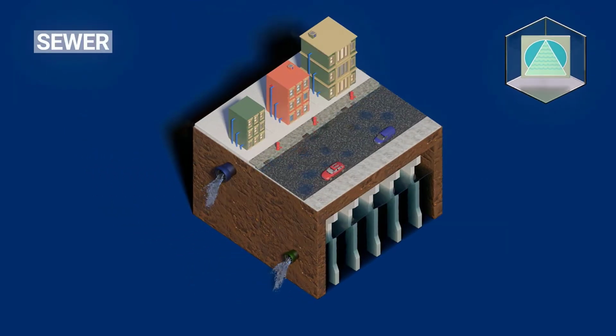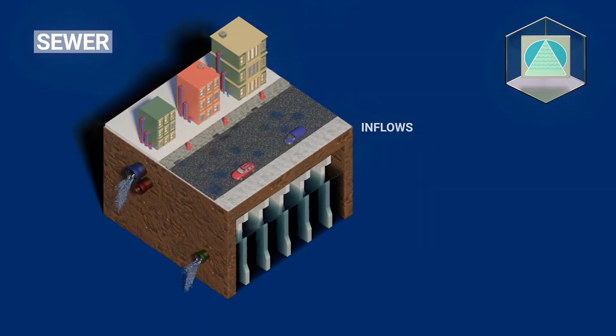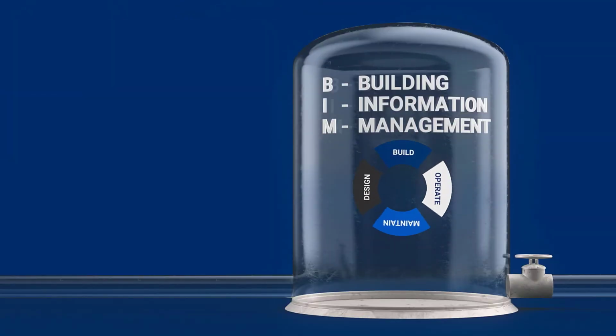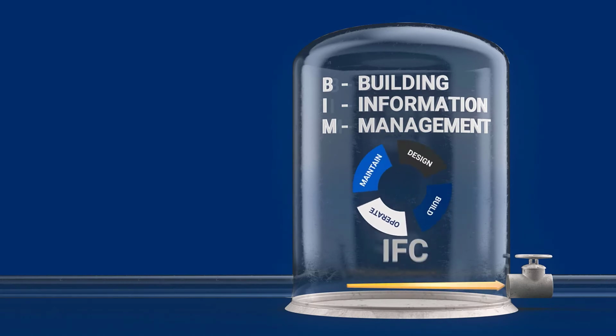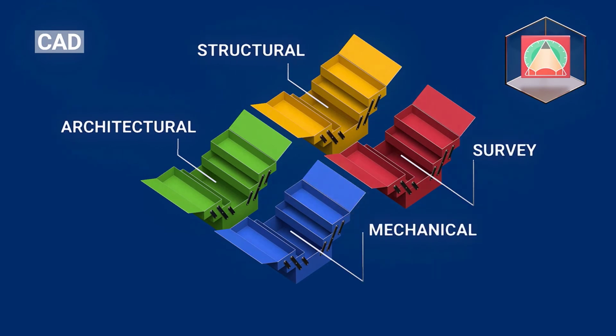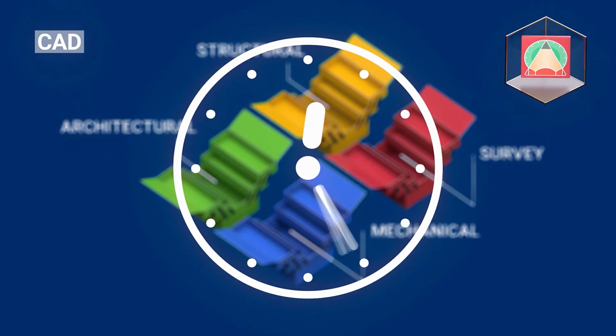Analyze and design foul water networks and calculate inflows, peak flows, attenuation, infiltration, pipe sizes, levels, and slopes with quantities. Civil Designer integrates into your BIM workflow with full IFC and Land XML support. Specialized toolkits are additionally included to speed up time-consuming procedures.